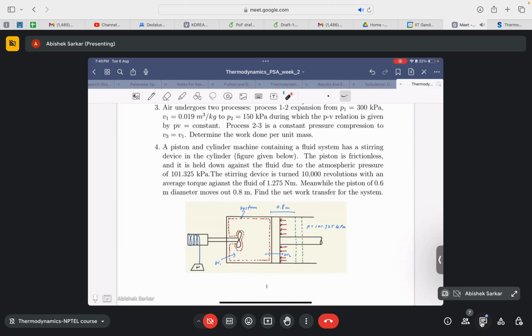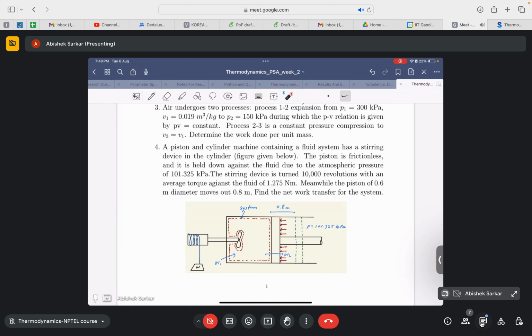A piston and cylinder machine containing a fluid system has a steering device in the cylinder as shown in the figure given below. This is the steering mechanism. The piston is frictionless and it's held down against the fluid due to the atmospheric pressure. So pressure is atmospheric outside of the piston. The steering device is turned 10,000 revolutions with an average torque against the fluid of 1.275 Newton meter. So they have mentioned the torque here.